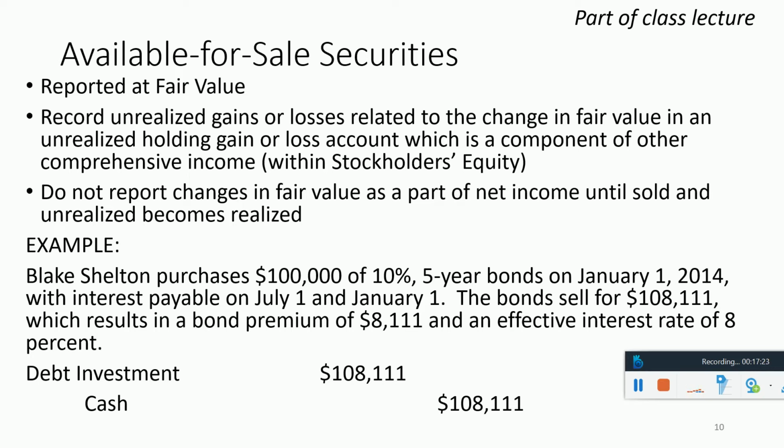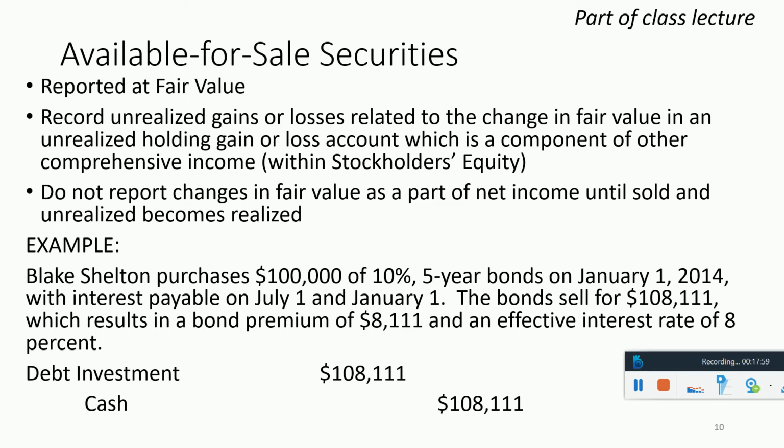So if we look at an example here, Blake Shelton purchases $100,000 of 10% 5-year bonds on January 1st, 2014, with interest payable on July 1st and January 1st. The bonds sell for $108,111, which results in a bond premium of $8,111 and an effective interest rate of 8%. Okay, so Blake Shelton is purchasing these securities.